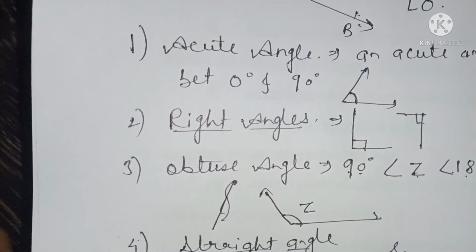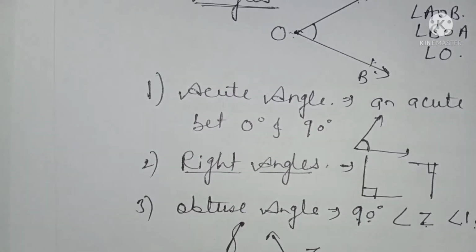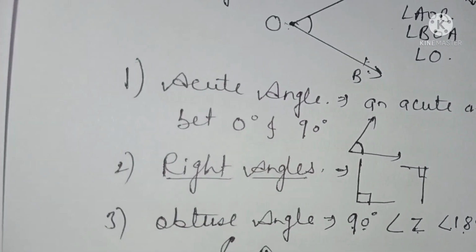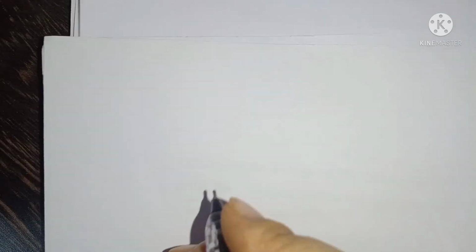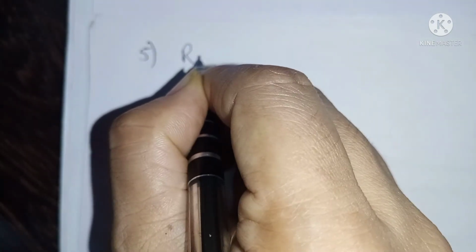Now the next is reflex angle. Okay, the next angle is reflex angle. Let's see the reflex angle. One second, let me adjust these pages. Okay, now the next point is reflex angle, which is number 5.